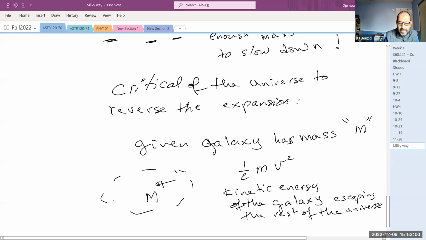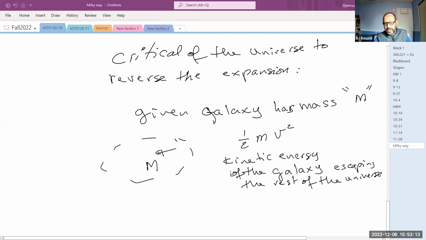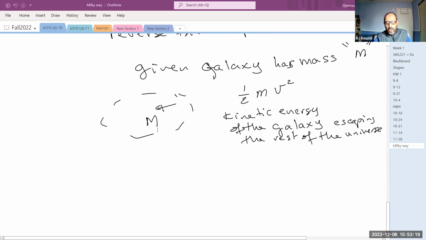Remember, the rest of the universe, I'm going to give them a big mass M. There are too many of them, and this little galaxy is not going to matter at all. Even if it's a big galaxy, it's not going to matter because you have billions and billions of other galaxies. So they're going to dominate it. So ultimately, they're probably going to pull it back. So that's the idea. So what I'm going to do is the following.